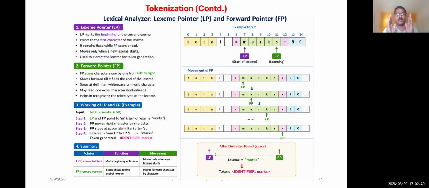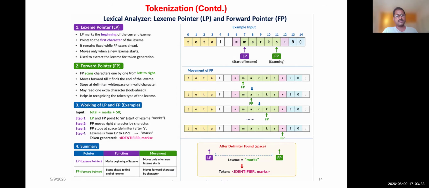First lexeme is identified and the corresponding token type is identified. Then LP will come here and they will scan the second word. Again LP will be constant and the forward pointer will keep on moving. When it encounters a space, the second word is identified, and then they find the corresponding token type of the second word. In this way, the entire tokenization process is carried out.